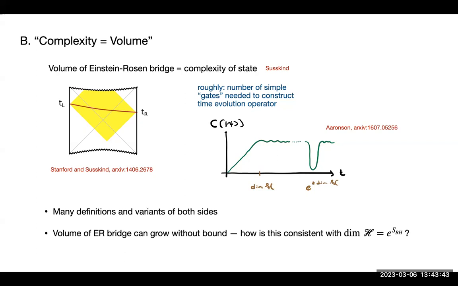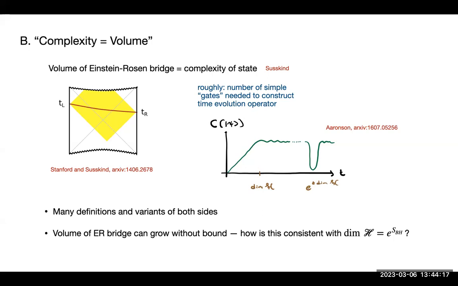Now there's an issue here. There are a lot of definitions and variants of both sides of this equation. But in general, if I compute some sensible notion of the complexity of a state or the complexity of time evolution, this complexity saturates at a time scale, in some units, of the order of the dimension of the Hilbert space. And then later on, we won't deal with this so much, there should be things like Poincare recurrences where you'll get dips in the complexity of order e to the minus e to the S.